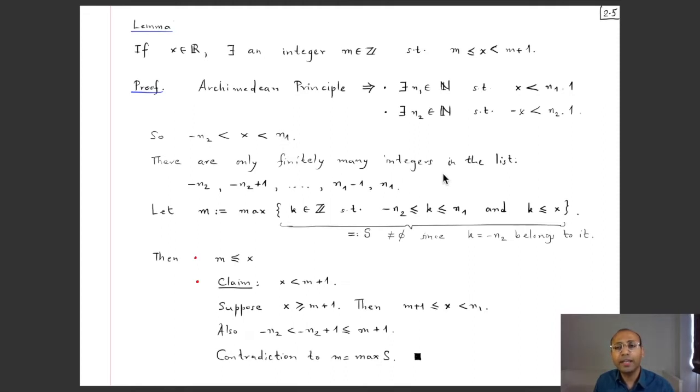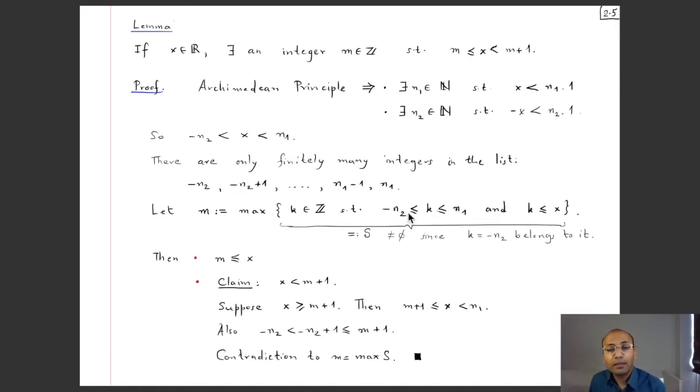And there are only finitely many integers in between these two. In fact, they are minus n2, then minus n2 plus 1, all the way up till n1 minus 1 and then n1. So if I look at all the integers which are bigger than or equal to minus n2 and less than or equal to n1, there are just finitely many, namely precisely these: minus n2, minus n2 plus 1, all the way up till n1 minus 1 and then n1.